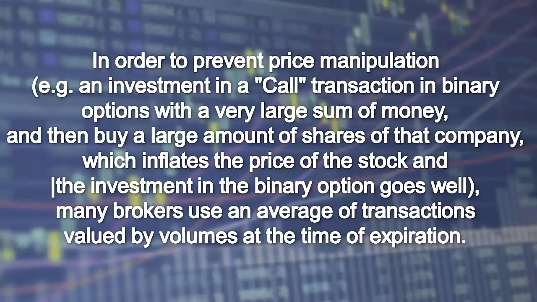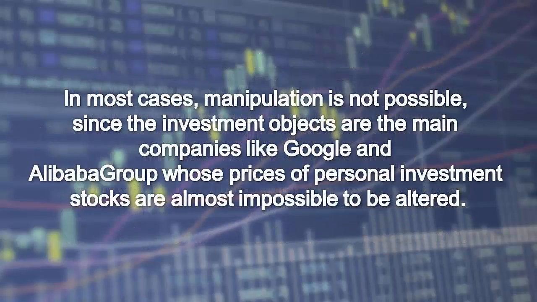Many brokers use an average of transactions valued by volumes at the time of expiration. In most cases, manipulation is not possible, since the investment objects are main companies like Google and Alibaba Group, whose stock prices are almost impossible to alter.